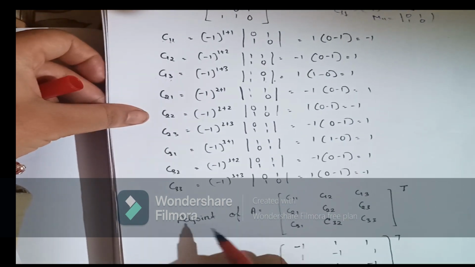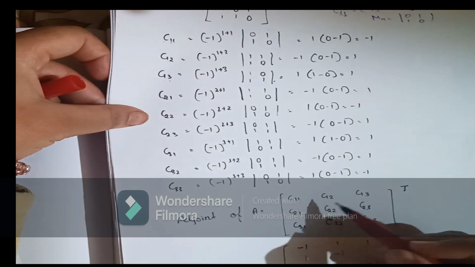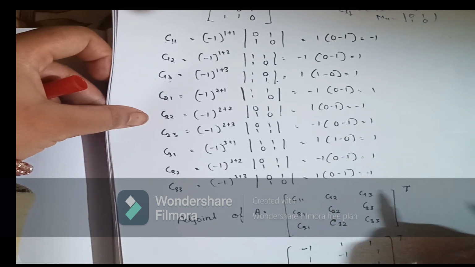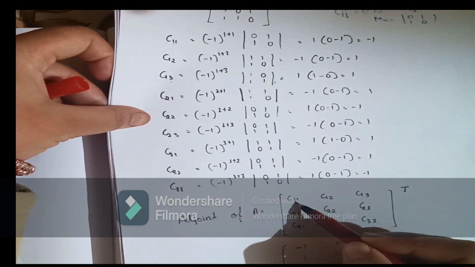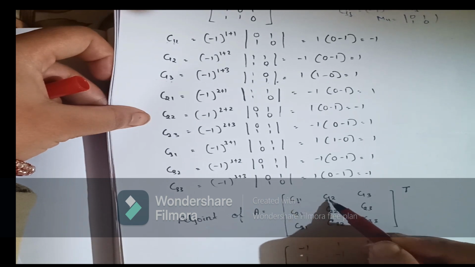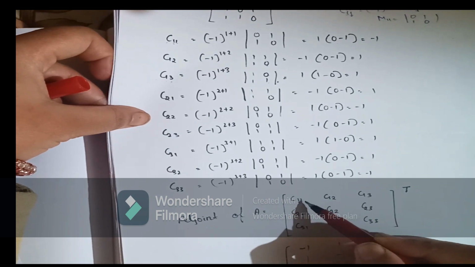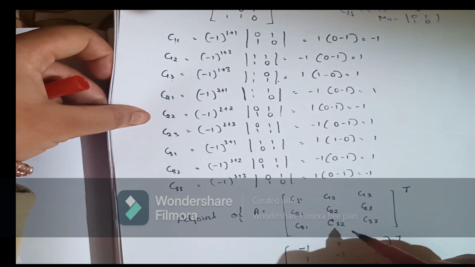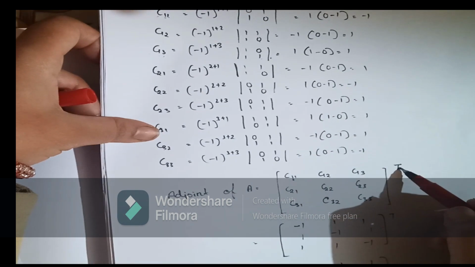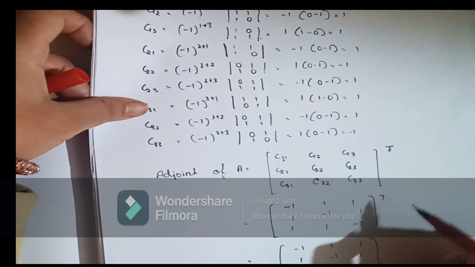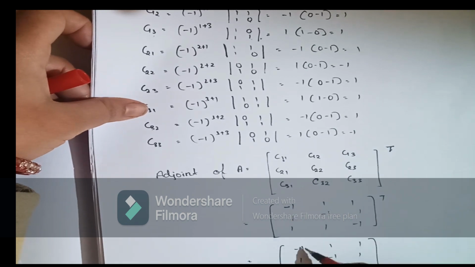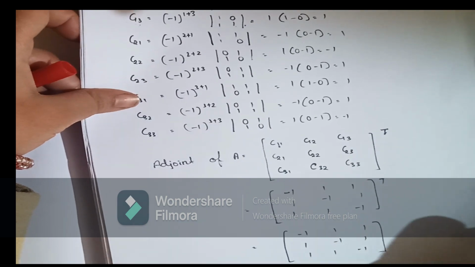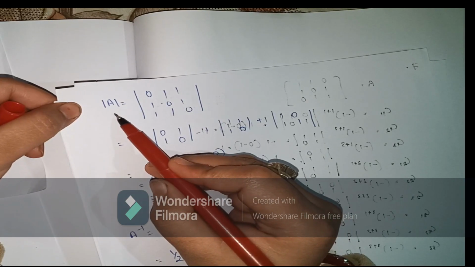After finding the cofactors, what is the adjoint of A? Adjoint of A is the transpose of this, and what should be the order? C11, C12, C13. That means the first index always shows the row. This is the first row, so 1 1 1. The second row 2 2 2, and the columns are first, second, third. So you can remember it like this. You have to find the transpose, which means changing the first row into the first column, second row into the second column, third row into the third column.